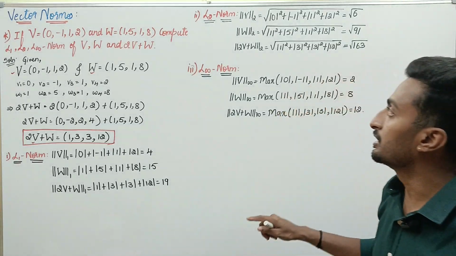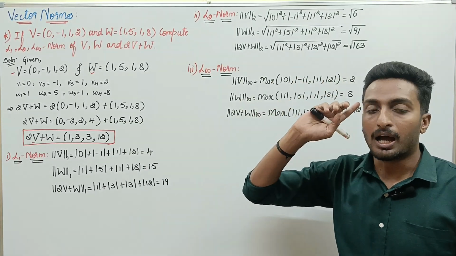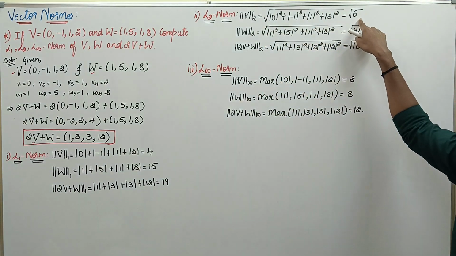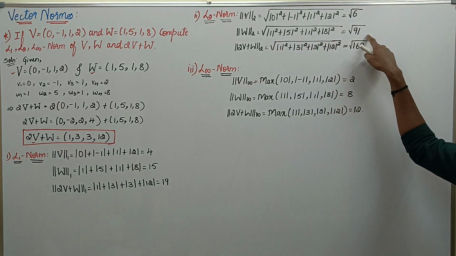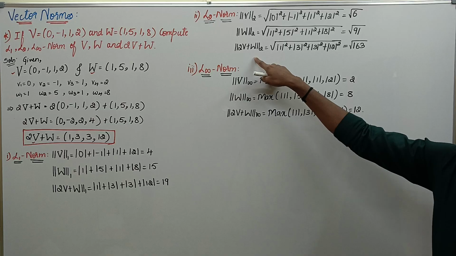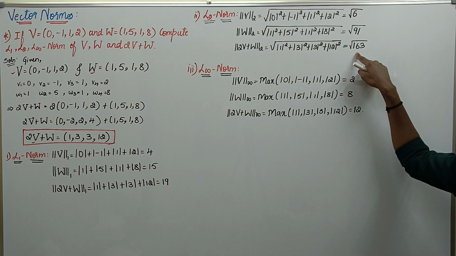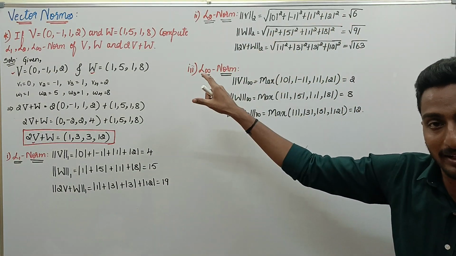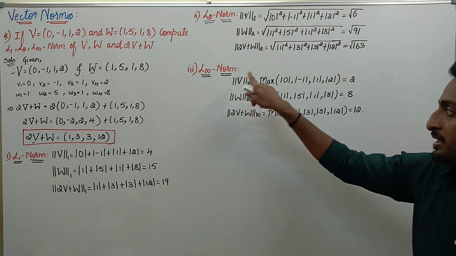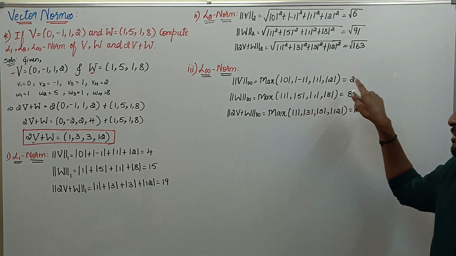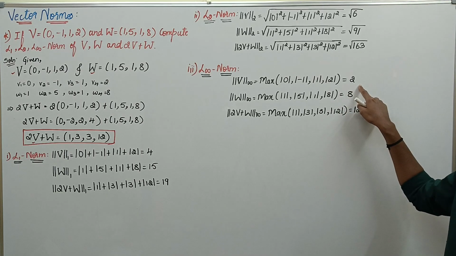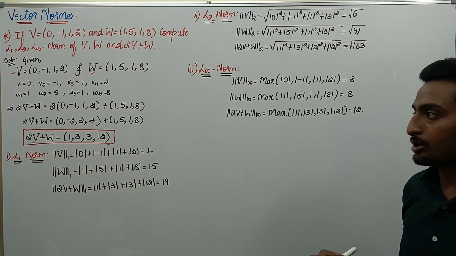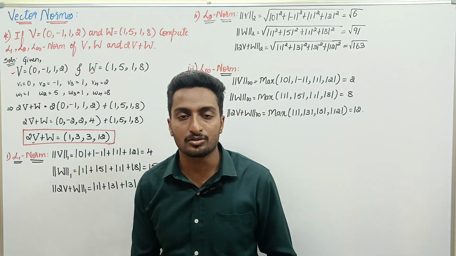Next comes the L2 norm. The L2 norm applies square root and square to the given set of elements. Norm V2 will be equal to square root of 6. Norm W2 is equal to square root of 91, and norm 2V plus W2 will be equal to square root of 163. Now the L infinity norm: V infinity is the biggest or maximum number, that is 2, W infinity will be 8, and 2V plus W infinity will be equal to 12. I hope you have understood the vector norm step-by-step procedure.